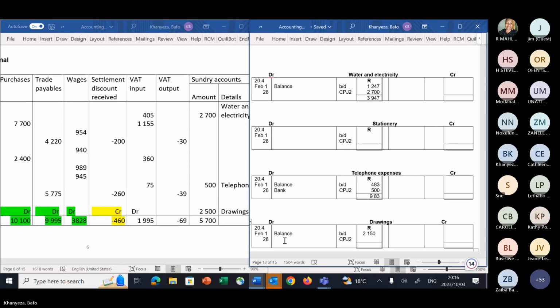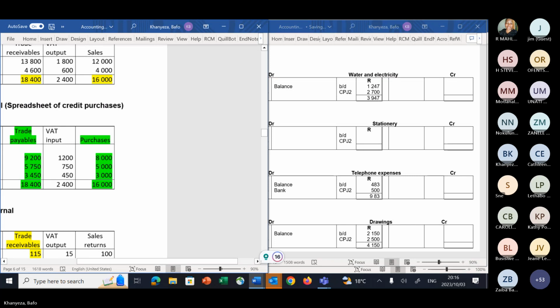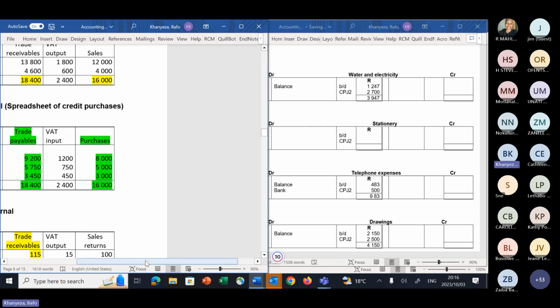So this is drawings. Before I do that, this is the last, I will open for questions. Drawings, it's 2,500. 2,500. So if you've got a question, you can be posting it. I'll open it now. And then 4150. So let's see then. Let me also go to the general journals and finish on the general journals.